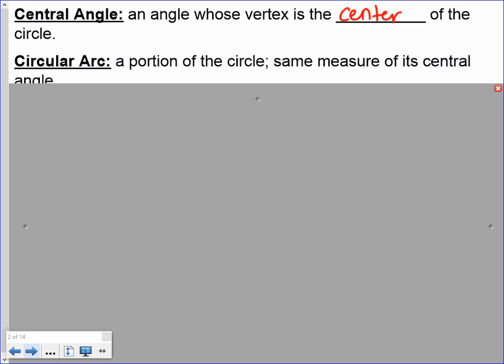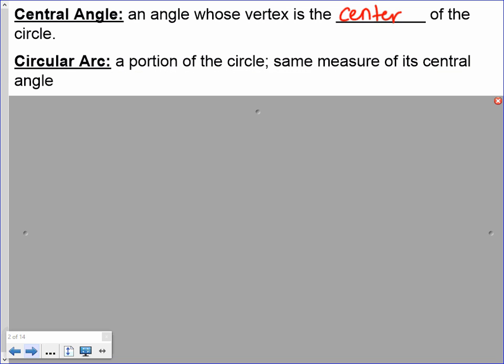Okay, and you're never going to hear me call it a circular arc. You're just going to hear me call it an arc. I think all arcs are part of a circle, but I could be wrong. But it's a portion of the circle, the little curved piece. And this is important. This is not on your vocab list, right? And that's okay. Just understand that your arc is the same measure as your central angle. And you don't necessarily have to write that down if you remember it.